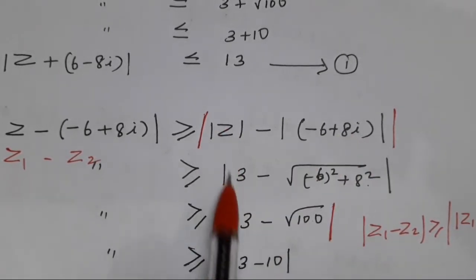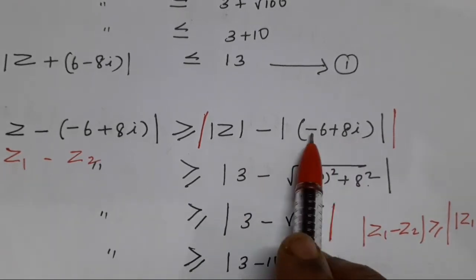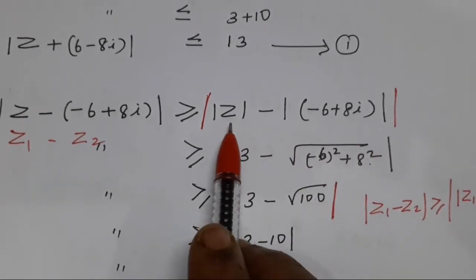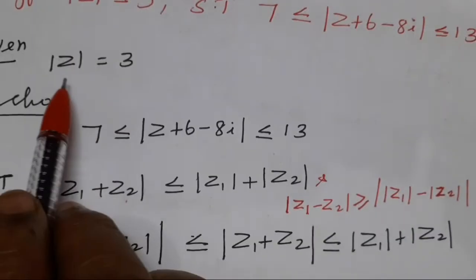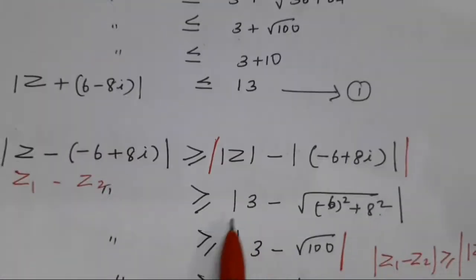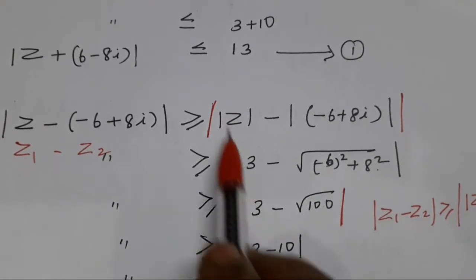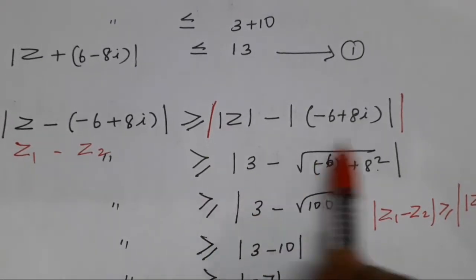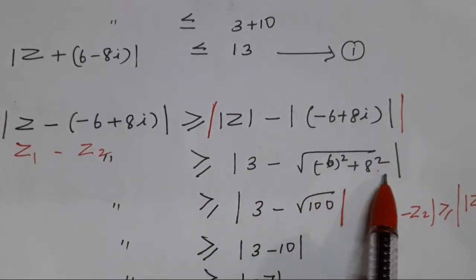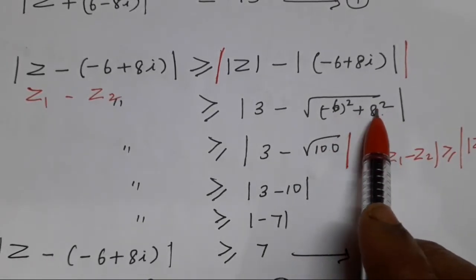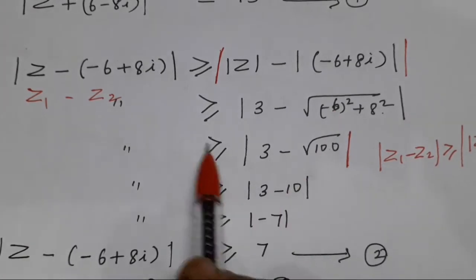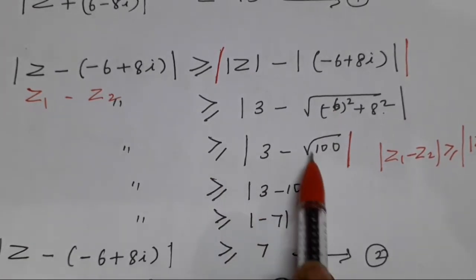Instead of z1 you substitute z, z2 is minus 6 plus 8. We remember the value, modulus of z is what? 3. Modulus of z value is given in the question itself, modulus of z equal to 3. Therefore the whole modulus of z is 3 minus the modulus value, which is real part square plus imaginary part square. That is 36, 6 sixes are 36, 8 eights are what? 64. 64 plus 36 is 100. So greater than or equal to modulus of 3 minus root 100.